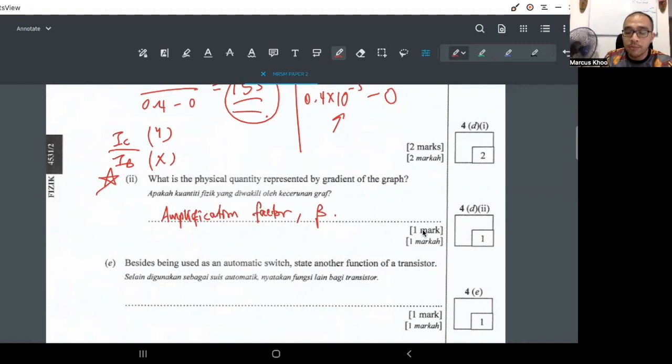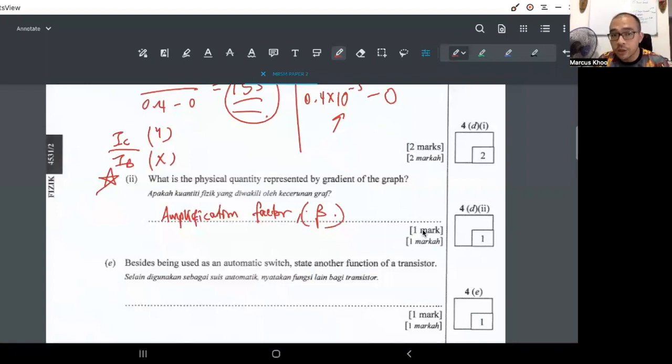Like when we talk about lenses or in mathematics, enlargement, we say the magnification factor. Also the same, amplification factor. The word factor cannot be missing. You don't have to put a symbol if you don't remember, but the gradient of the graph IC against IB is known as the amplification factor.